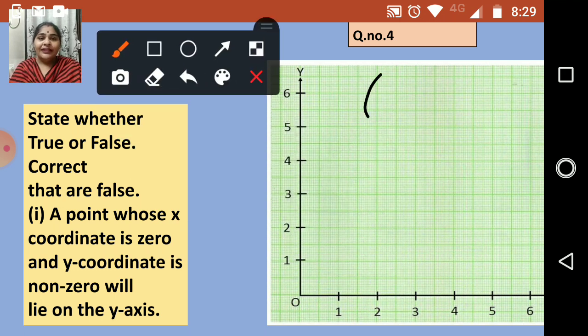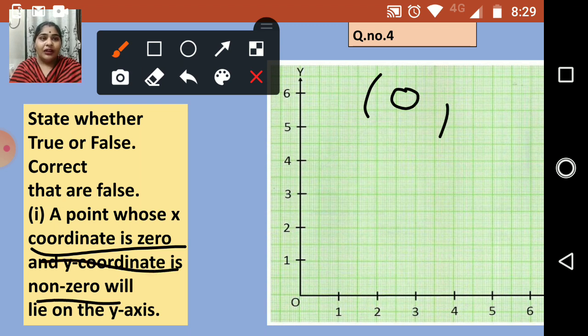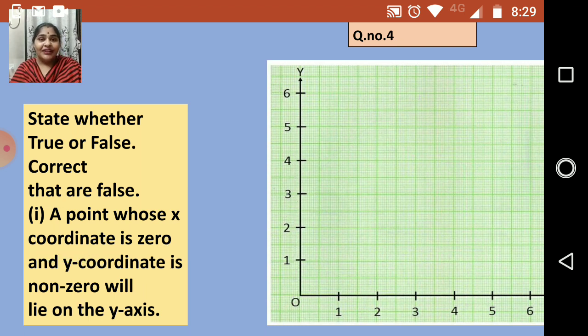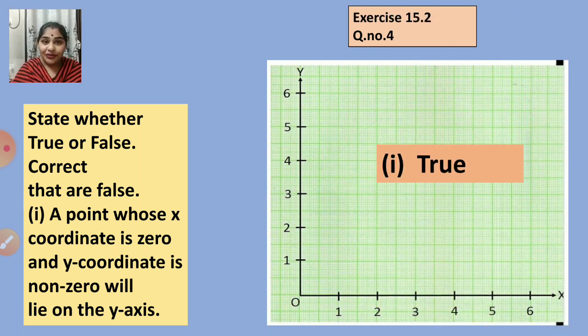Suppose here they have told that x coordinate is 0. Let us keep 0. And y coordinate is non-zero. Let us keep 3. Okay. So let us plot here. 0 is here on x-axis and y is 3. So I'll move ahead and 3 is here. So this is my point, suppose L. So is it lying on x-axis or y-axis, the point L? Of course it will lie on the y-axis. So hence the statement is true, that if the x coordinate is 0 and y coordinate is non-zero, the point will lie on the y-axis. So it is absolutely true.